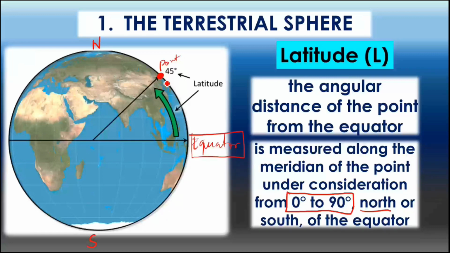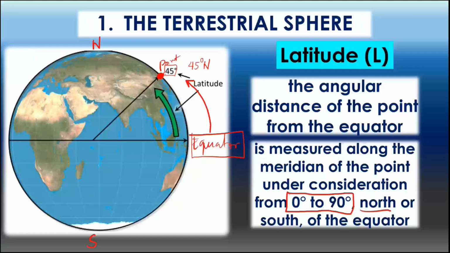So if you have a point here, you need to measure the angle, the angular distance, the angle from the equator towards the point. For example, from the equator towards this point, the angle is 45 degrees, going to the north, because the point is near north. So in writing the latitude, it is 45 degrees, you copy the angle, and then north.